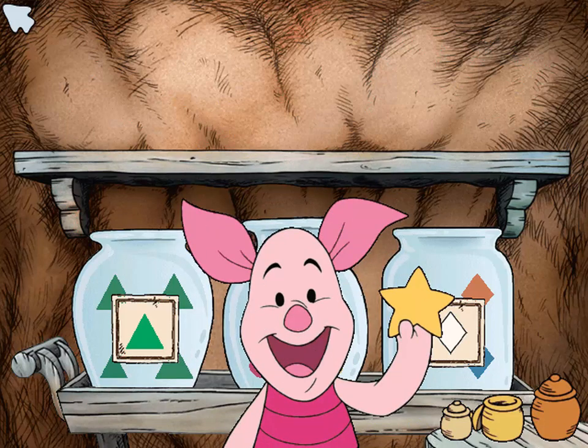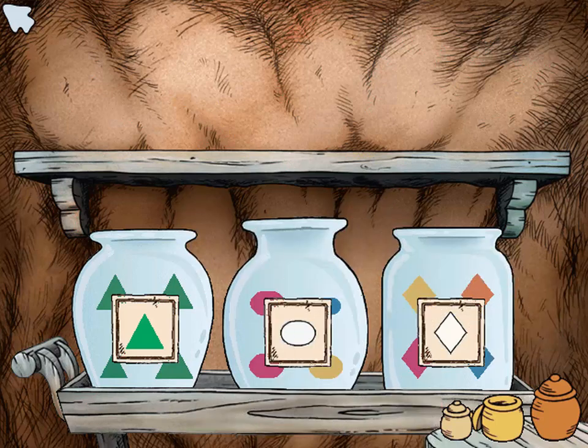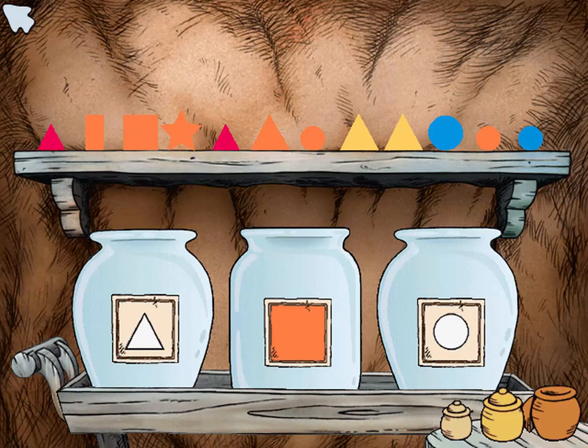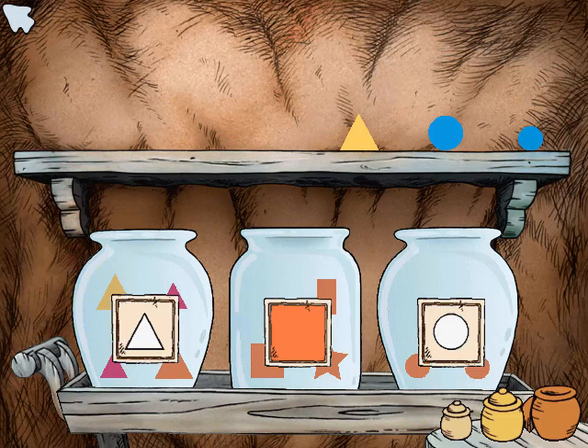Oh my! Another gold star! Just one more to go. In this level, shapes can often be placed into more than one jar. The shapes that go into this jar are triangles. Maybe one of the shapes... does that shape match the one on the jar? My, a job well done.